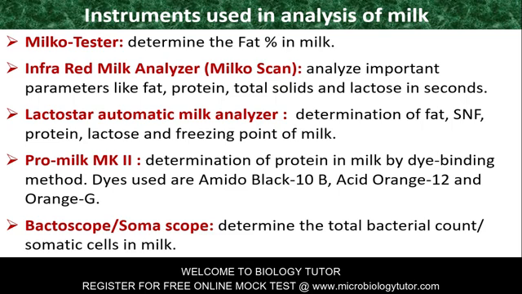automatic milk analyzer. Next, the Pro-Milk MK2. It is used to determine the protein in milk by dye binding method. Dyes used are Amido black 10B, acid orange 12 and orange G. Next, the bactoscan or somascope. It is used to determine the total bacterial count or somatic cells present in the milk.